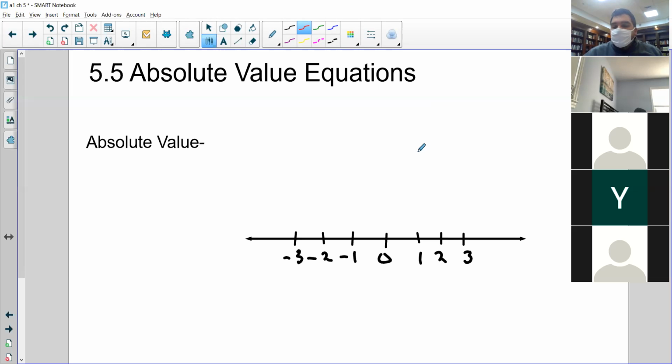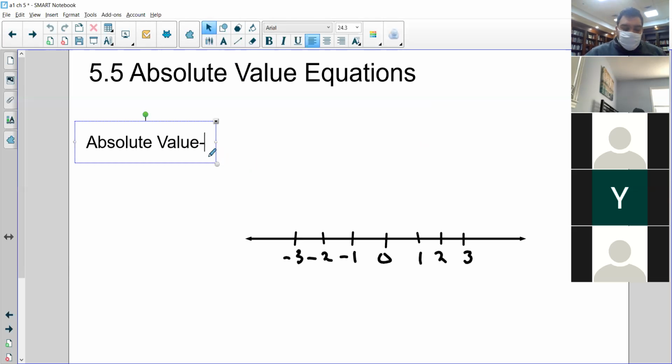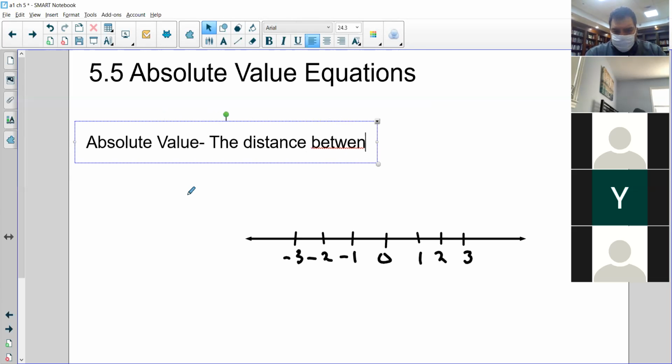When I say an absolute value, that is, by definition, the distance from 0.